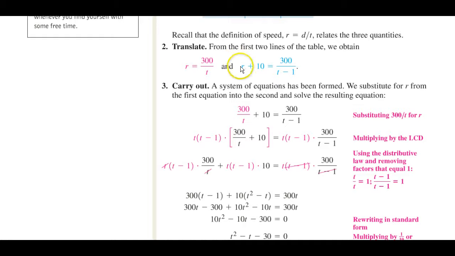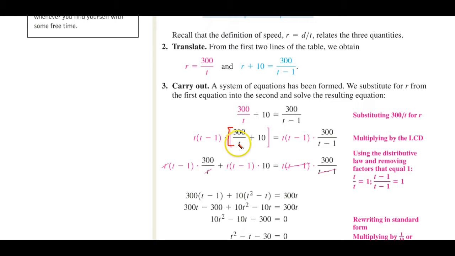So this is going to be 300 over t plus 10, and there's our basic equation. So again, going to chapter 6, where we had these rational equations, we want to get rid of all our fractions by multiplying everything by our common denominator here. Here, I guess they're doing this side and then they're doing this side.